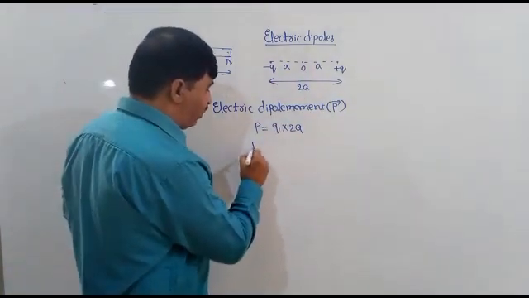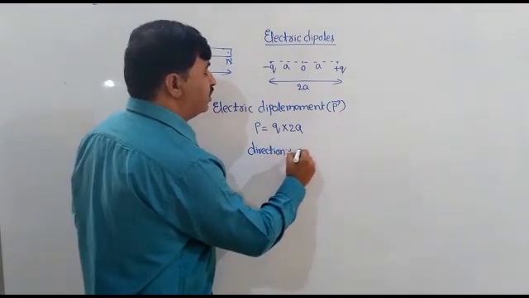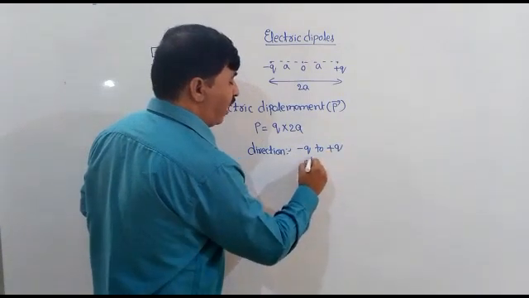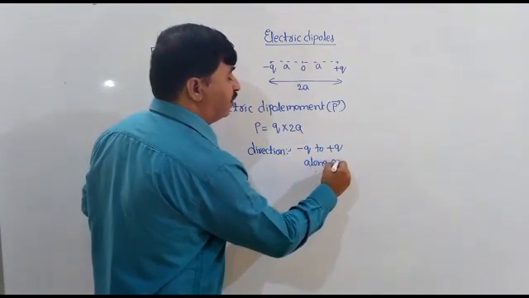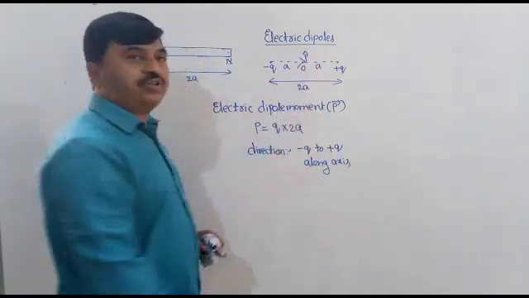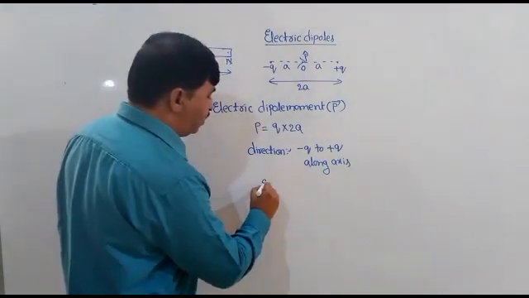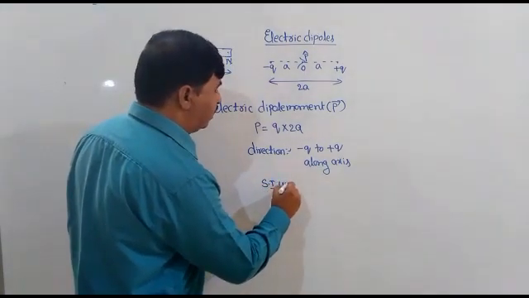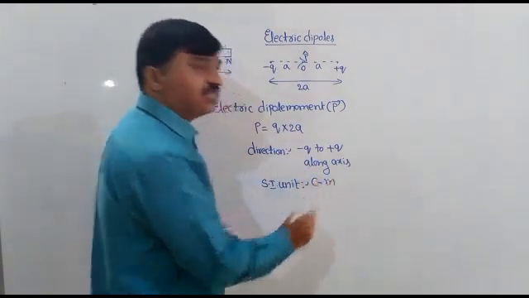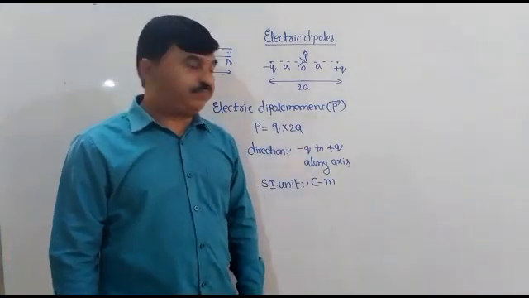This is the magnitude. And what is the direction of this dipole moment? This is from minus Q to plus Q along the axis. This is important, students. Dipole moment direction is from negative charge to positive charge along the axis. And what is the SI unit of this electric dipole moment? For charge, coulomb, for distance, meter. So coulomb meter is the SI unit, students.